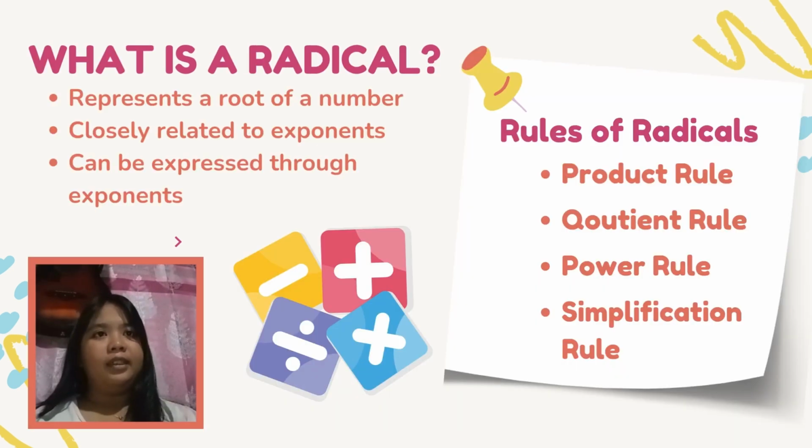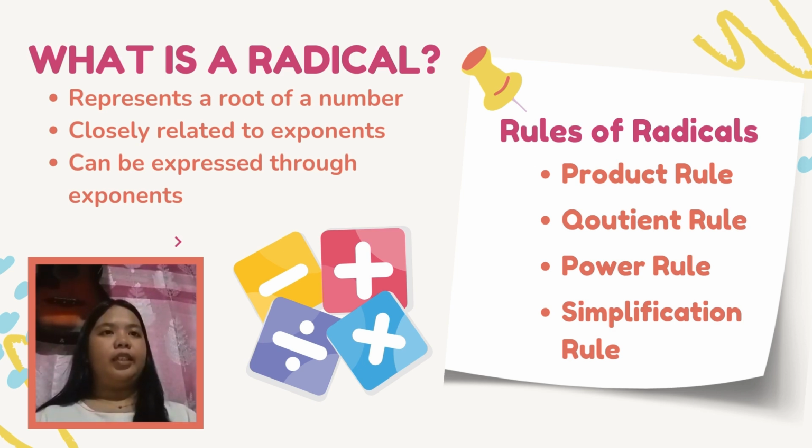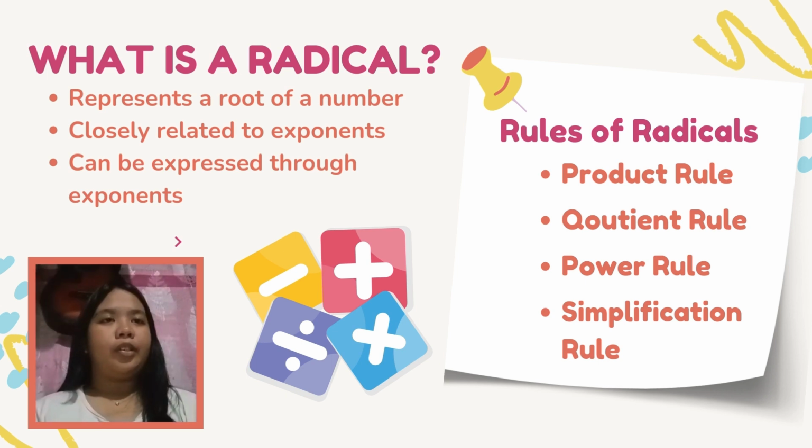Before we dive in, let's quickly recall, what is a radical? A radical represents the root of a number, such as the square root of 9, which is equal to 3. Radicals are closely related to exponents. We can express them in terms of fractional exponents using the property a to the power of m over n is equal to the nth root of a raised to m. Additionally, we have important radical rules such as the product rule, the quotient rule, and the power rule.